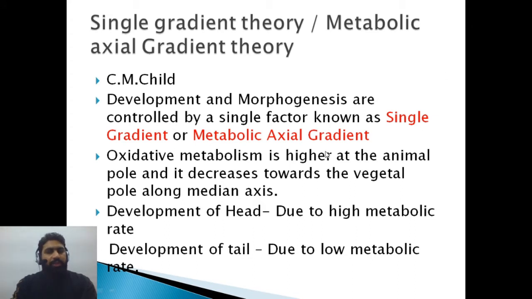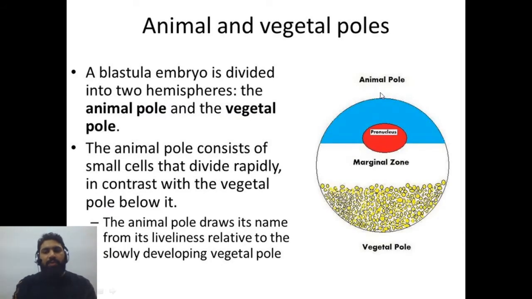Oxidative metabolism is higher at the animal pole and it decreases towards the vegetal pole along the median axis. What they are telling is that the concentration of this chemical will be higher in the animal pole and its concentration will be lesser in the vegetal pole. So its concentration is decreasing from the animal pole towards the vegetal pole. You know very well about the animal pole and vegetal pole. Okay, so just look into this figure. It is the animal pole and it is the vegetal pole.